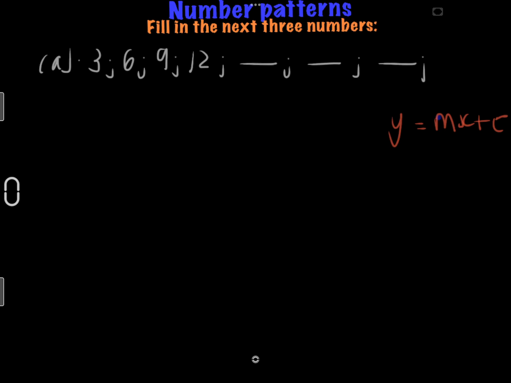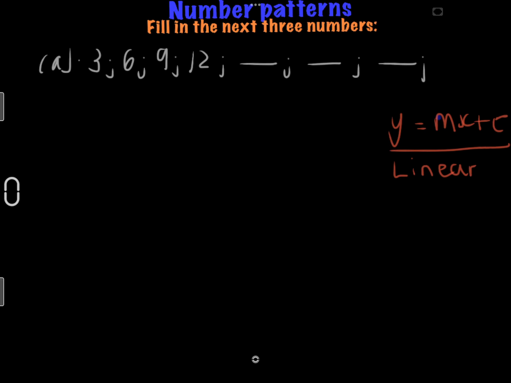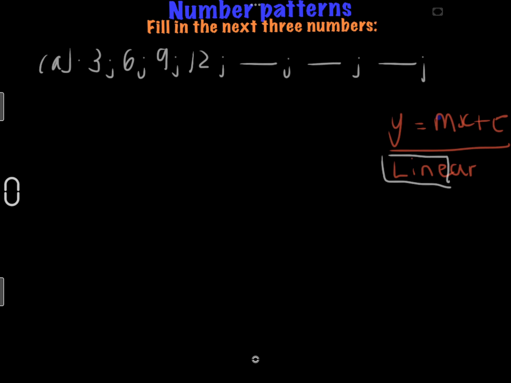All sequences that follow this application of y is equals to mx plus c are known as linear patterns, or straight lines. Notice this word here, straight lines. These are straight lines. All of these are straight lines. But I'll explain that in other videos later on regarding straight lines and patterns.